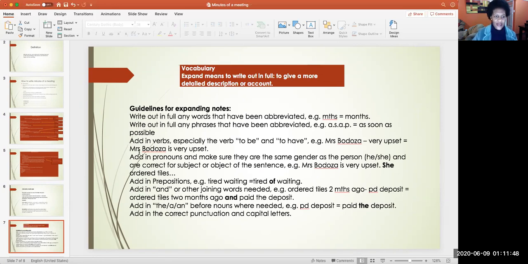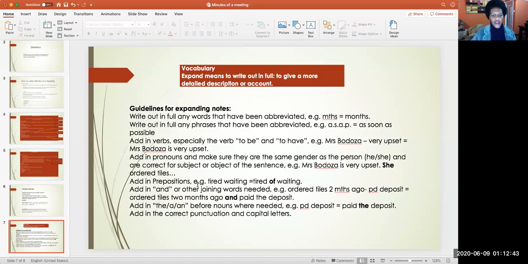That's full phrase, okay? Add in verbs, especially the verbs to be and to have. For example, Mrs. Bodoza, very upset. This is your colons. If I have to expand the colons, I'll say Mrs. Bodoza is very upset, if I'm using your to be or to have verbs. Add in pronouns and make sure they are the same gender as the person, he or she, and are correct for the subject or object of the sentence. For example, Mrs. Bodoza is very upset. Since Mrs. Bodoza is a woman, she ordered the tiles. So pronouns are also very much important. They help you to expand the colons.